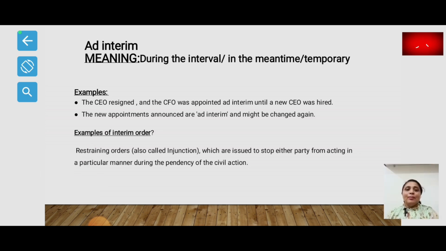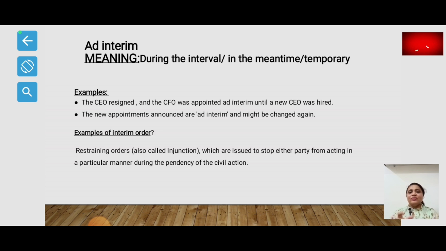Now, examples of interim orders. When you hear about ad interim, the first thing which can come up is ad interim injunction was granted by the court. So we'll see examples of interim orders. Restraining orders, also called injunctions, which are issued to stop either party from acting in a particular manner during the pendency of a civil action.